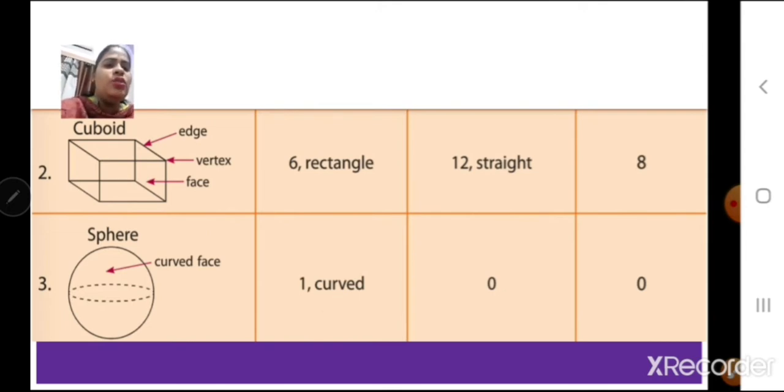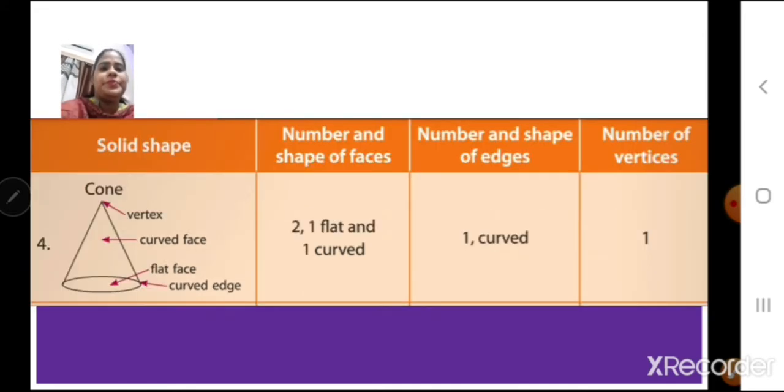There are no edges or no vertex, because you cannot see any flat surface, you have a curved surface. That's why we don't have any edges or any vertex. Next, children, you can see a cone.